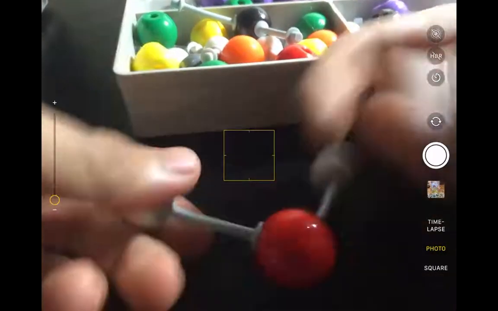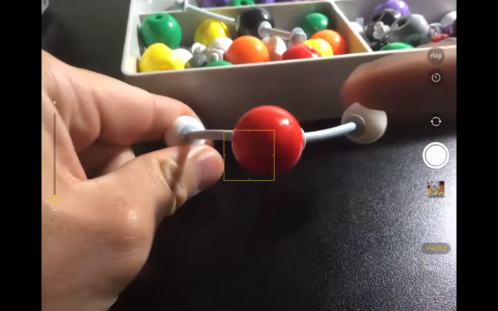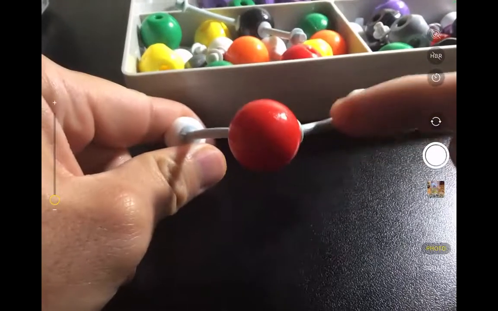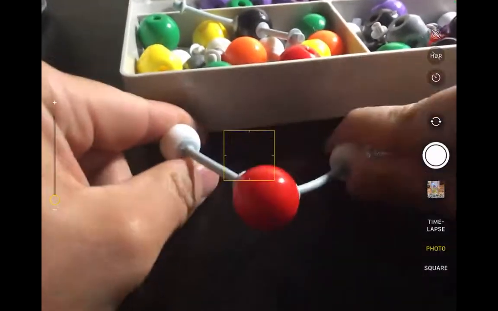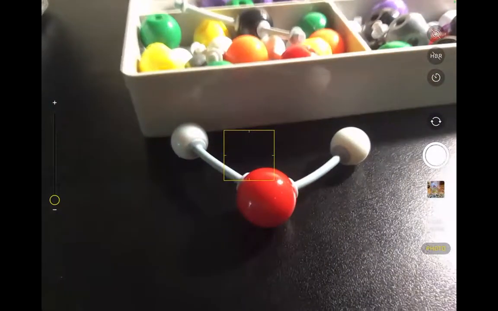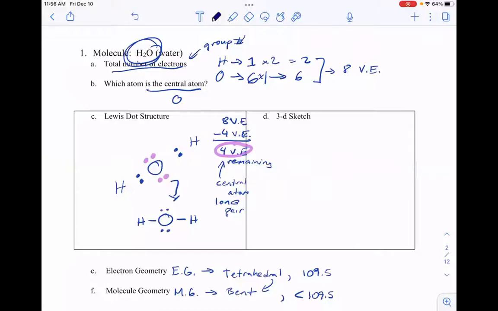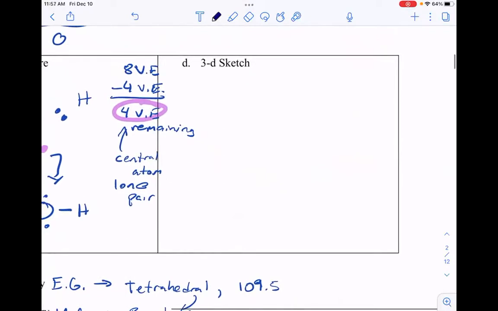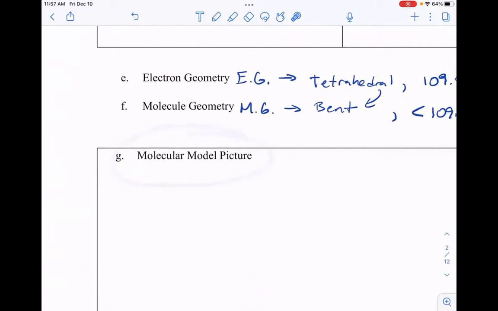And then if this is your perspective, where this central atom is right here, and then these are your surrounding atoms, what would the bonds be? How would you represent the bonds? The bonds would be two dashed. So all you guys are going to do for your three-dimensional structure is choose one perspective and then just represent that. So your 3D sketch should match your molecular model picture.